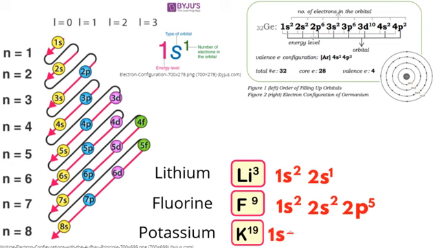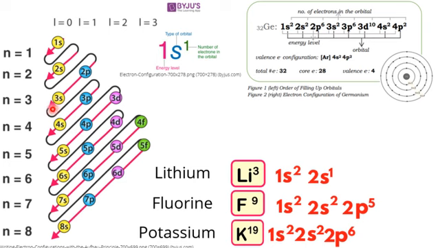The maximum is only 2, so we have to proceed to the next one, 2s. The maximum again is 2. So moving on is 2p. The maximum of the p orbital is 6. So 2 plus 2 plus 6 is equal to 10. So we need 9 more.